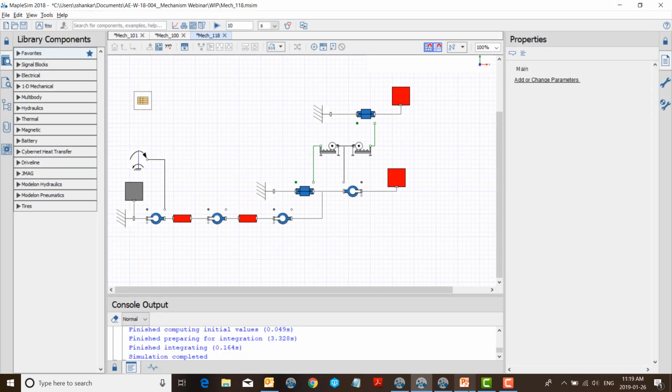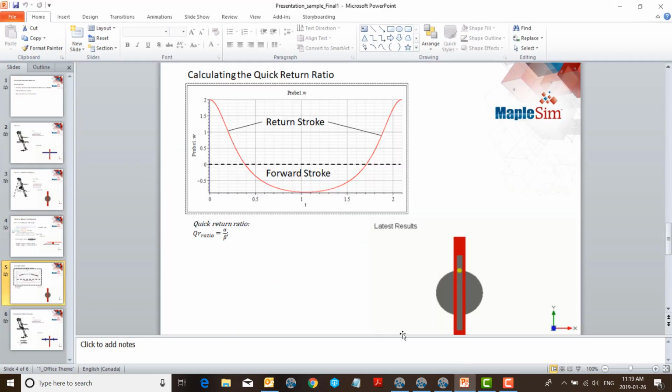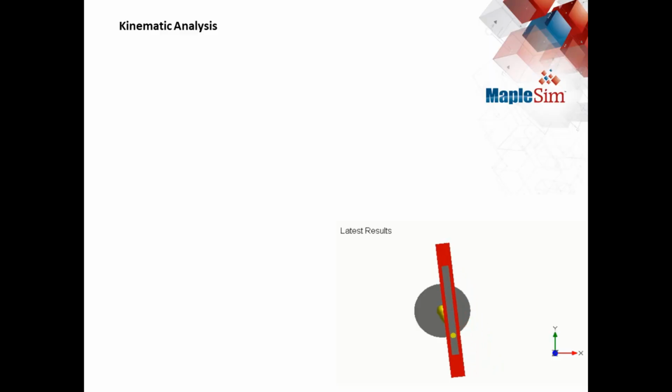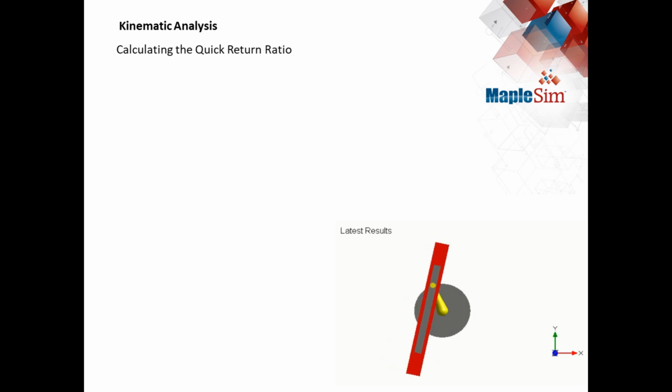Now going back to the simulation to look at the next part of the webinar, which is understanding how we can perform analysis on the system. Now I've taken the same quick return mechanism here. Though MapleSim has more than 900 built-in components in place, it allows the user to create custom components specific to the user needs. In this case, I'm going to create a custom component and connect it to the MapleSim model to simulate the results. All I'm doing is calculating the quick return ratio for this mechanism.